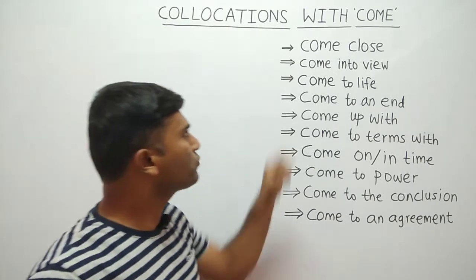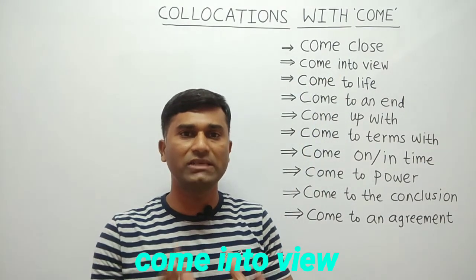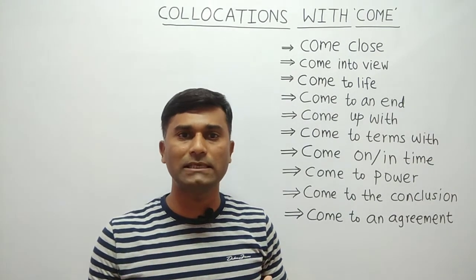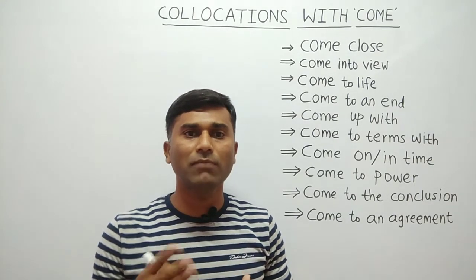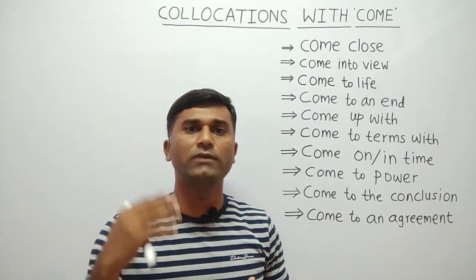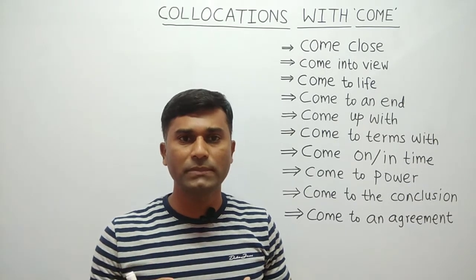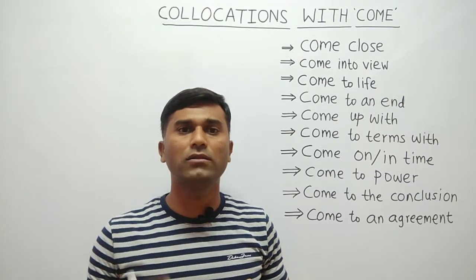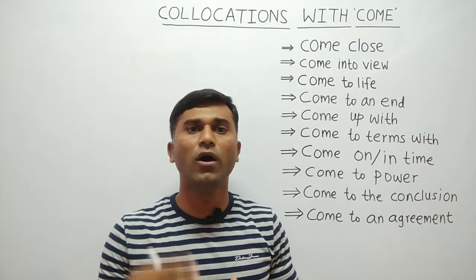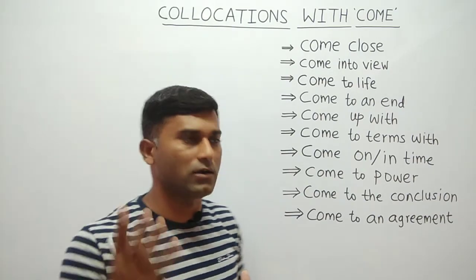Okay. Next is come into view. Come into view means become visible. So for example, you are traveling on a sea and then you see something emerging on the sea and that is visible into your sight. So you can say that a ship, S-H-I-P, came into view on the horizon. So the ship becomes visible on the horizon.